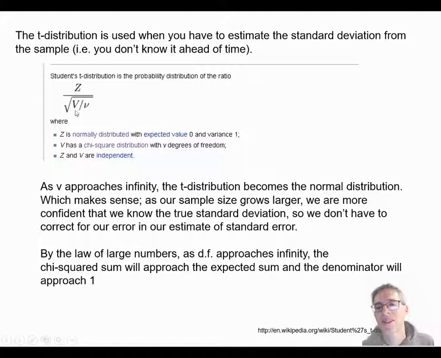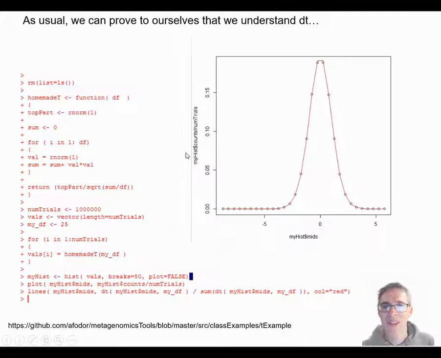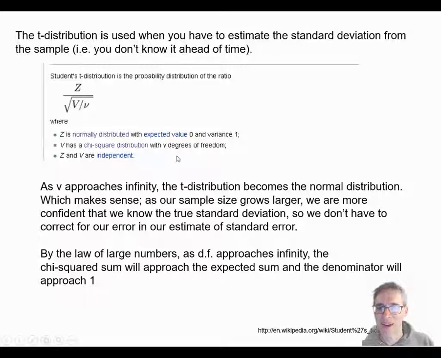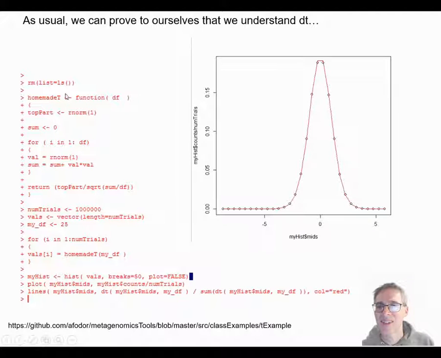And of course the assumptions are that z and v are independent of each other, so these are just normal independent draws from the normal distribution or from the chi-square distribution. They're not linked in any way. So we can prove to ourselves that we understand dt just by defining it in this way. So here's my homemade t function. The top part is just rnorm(1), a standard normal distribution. The bottom part is the chi-square distribution divided by the number of degrees of freedom.